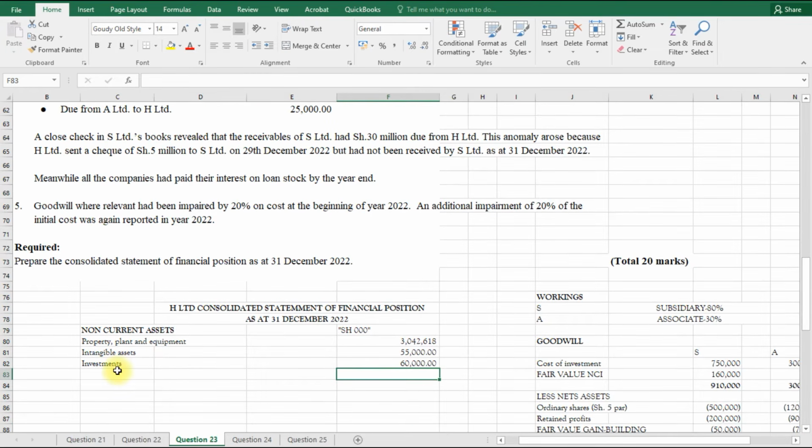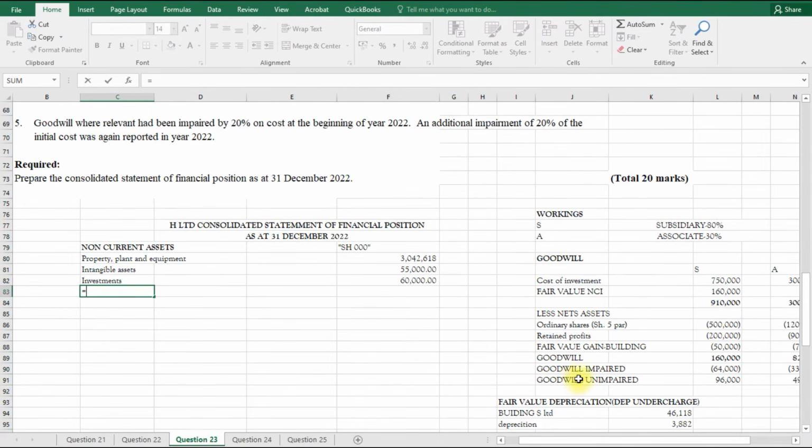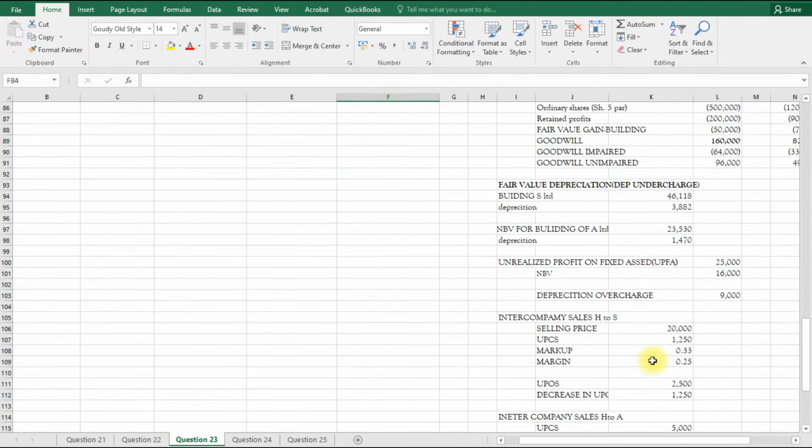Then the next thing, we have goodwill. We had goodwill here, an impaired goodwill, and the value of the impaired goodwill here we had was 96. Then we shall calculate investment in associate.